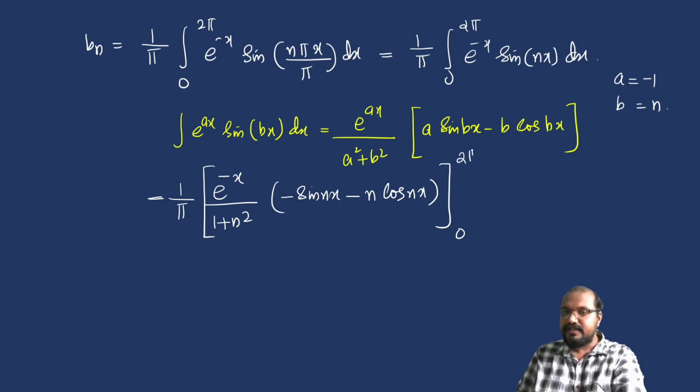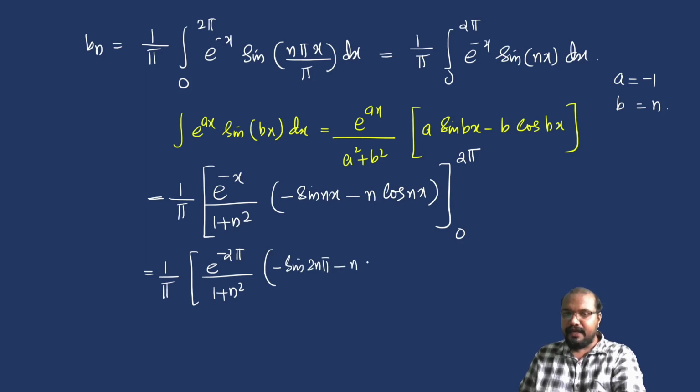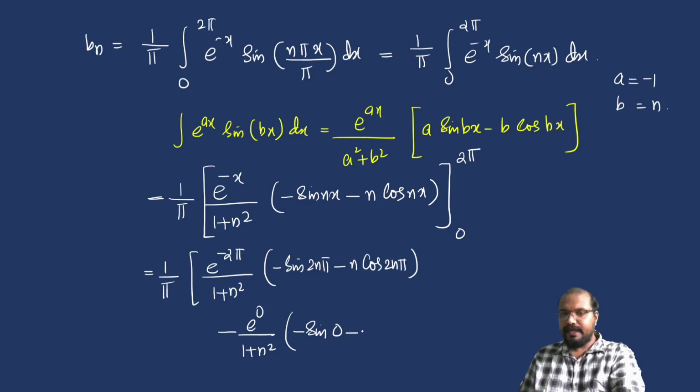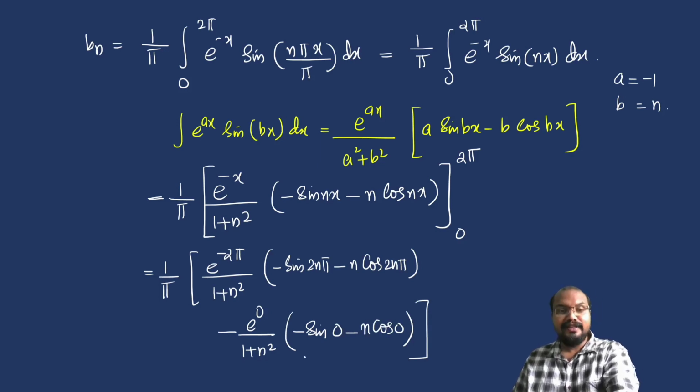We need to apply the limit 0 to 2 pi. Now we can calculate its upper limit as 1 by pi e raised to minus 2 pi divided by 1 plus n square into minus sine 2n pi minus n cos 2n pi. This is the upper limit minus, I will write the lower limit here, e raised to 0 by 1 plus n square into minus sine 0 minus n cos 0. This will be the limits.